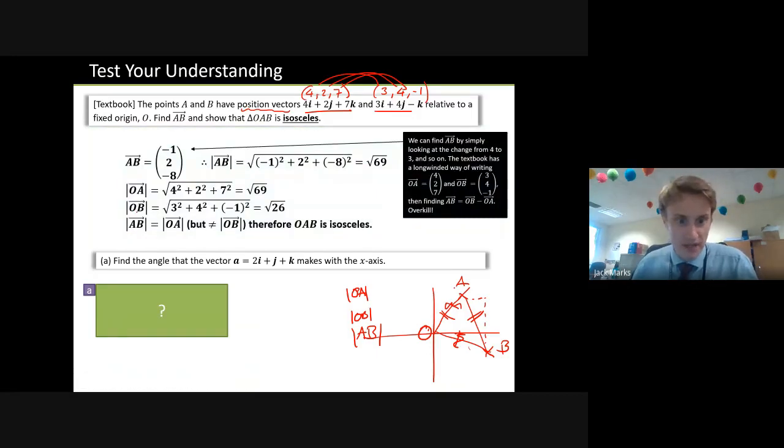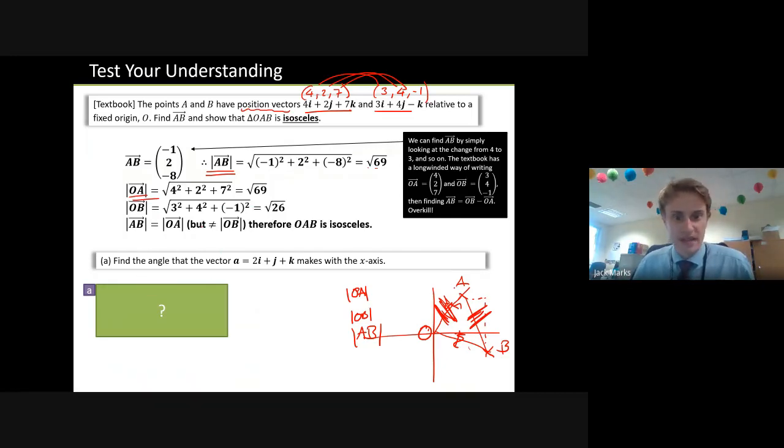If you do it, you find out that AB and OA are the same. So AB and OA is actually that one that I've just drawn there, but that's complete luck, okay? I wouldn't know that. I would have to work out each of these magnitudes.